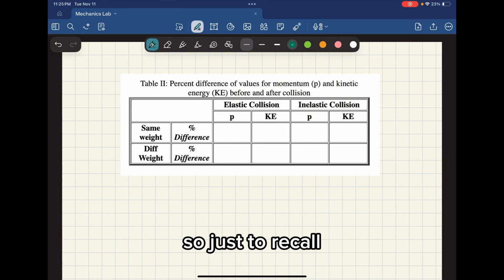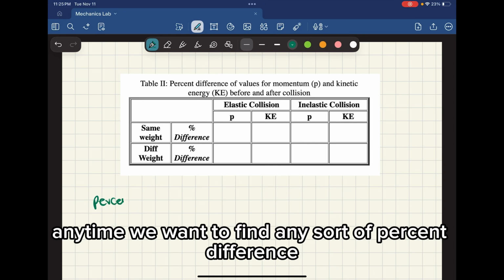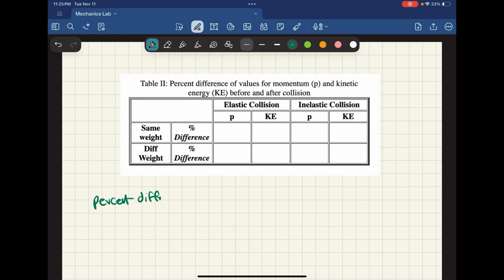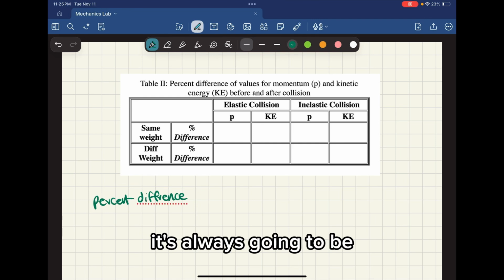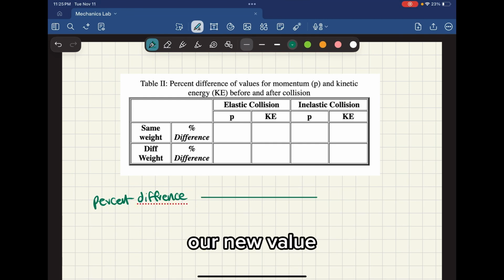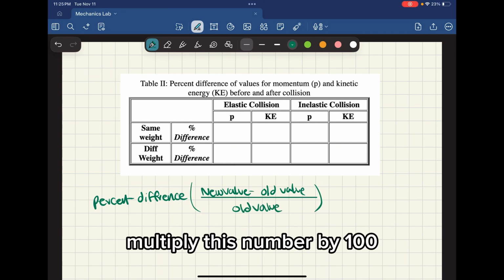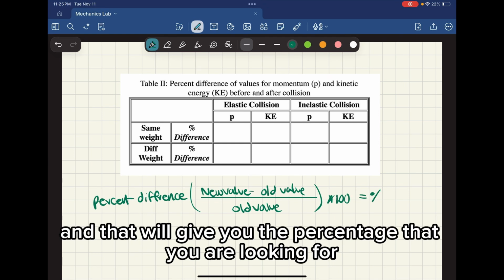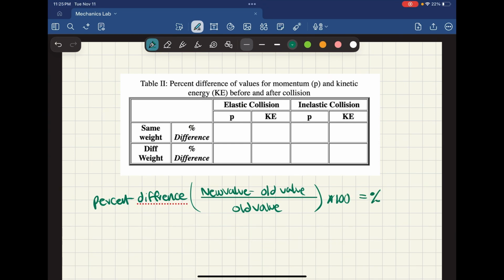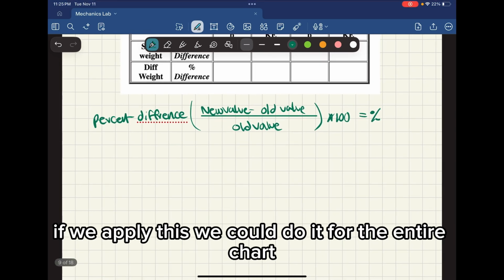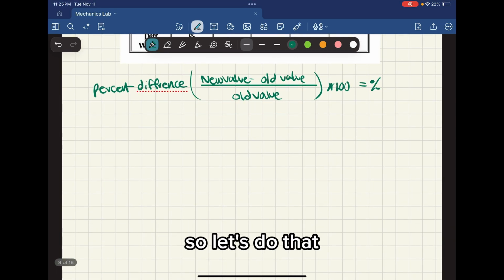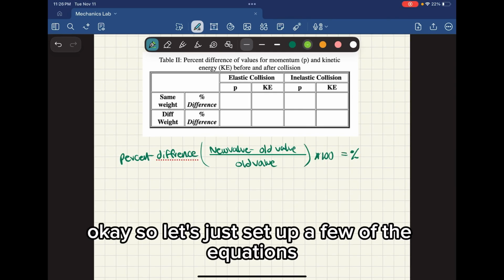So just to recall, anytime we want to find any sort of percent difference, it's always going to be our new value minus our old value, and then divide that by our old value once more. Multiply this number by 100, and that will give you the percentage that you are looking for. If we applied this, we could do it for the entire chart. So let's do that.